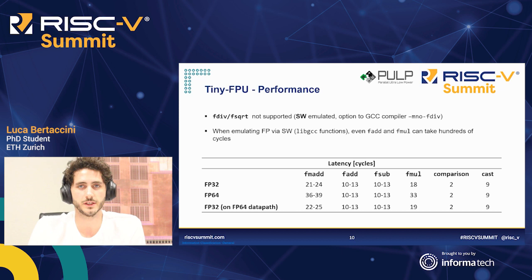So we then investigated the results in terms of latency of our Tiny FPU. In case of fused multiply and additions for our single precision implementation, it takes from 21 to 24 cycles, while for the double precision implementation, it takes from 36 to 39 cycles. We added, as said, the single precision support to the double precision data path at a cost of one extra cycle whenever a multiplication is required, so just for fused multiply and addition, and for the multiplication, while we are really fast in computing comparison and cast, since these instructions are simpler.